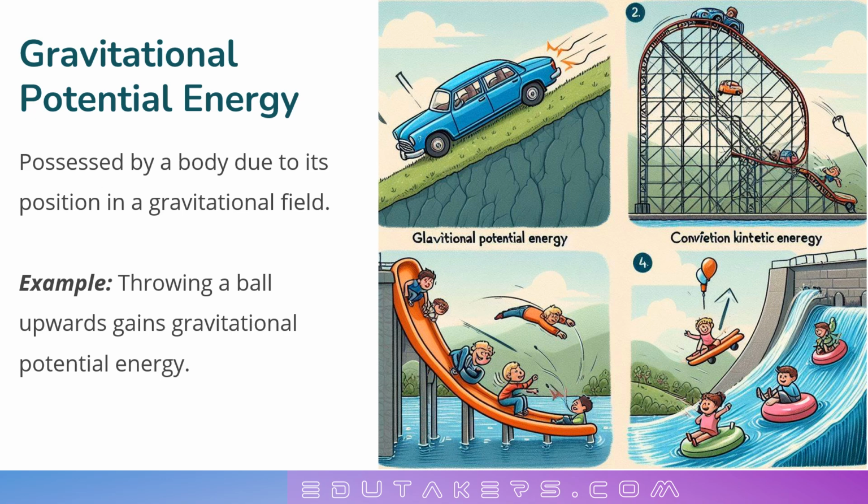Next, the gravitational potential energy store. This energy is associated with an object's position in a gravitational field. Consider lifting a book off the ground. The higher it goes, the more gravitational potential energy it gains. Gravity and height play crucial roles in this store.